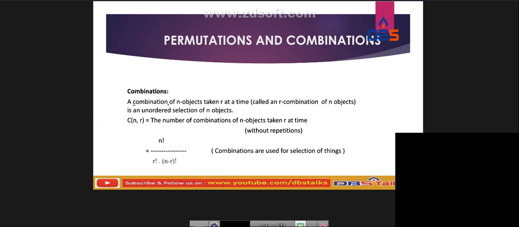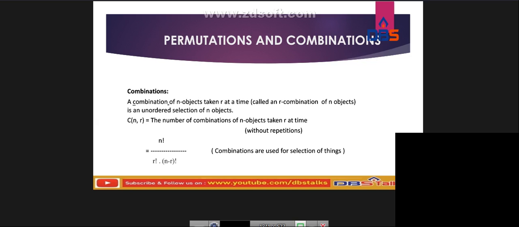C of n comma r is the number of combinations of n objects taken r at a time, without repetitions. It equals n factorial by r factorial into n minus r factorial. Combinations are used for selection of things, that is called a combination.